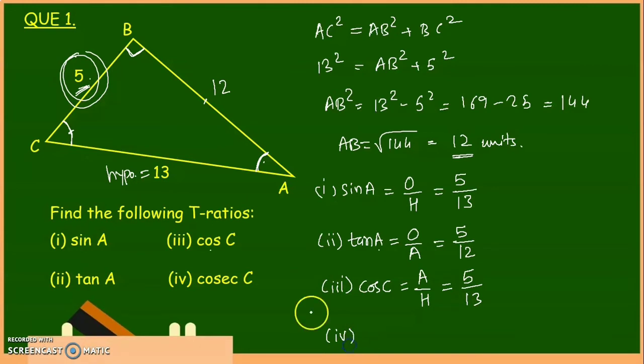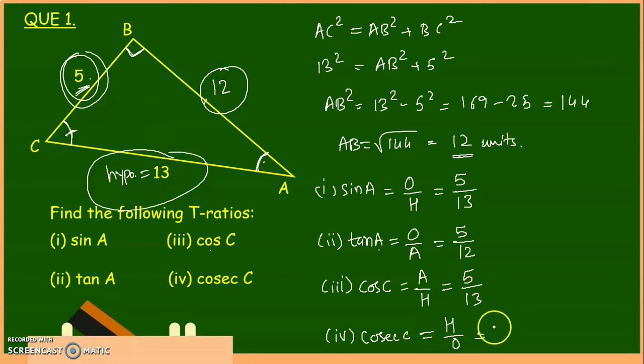In the same way, fourth, if you want to find cosec of angle C, the formula for cosec C is hypotenuse divided by opposite side. For angle C, the opposite side is 12 and the hypotenuse is 13, which remains the same. So hypotenuse 13 divided by opposite side 12. These are the answers to the given questions.